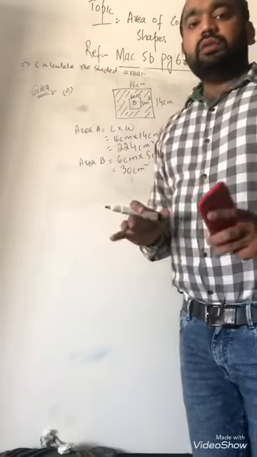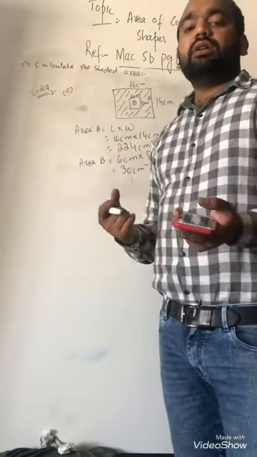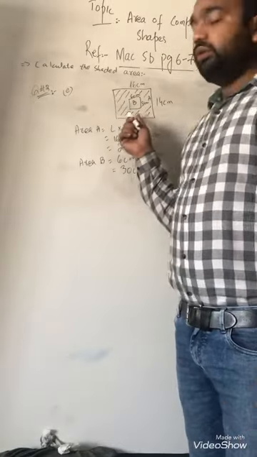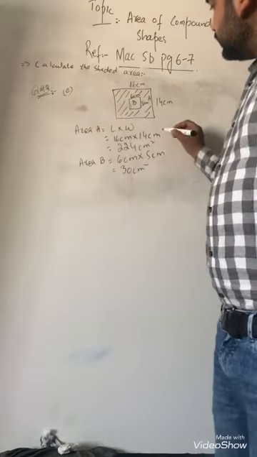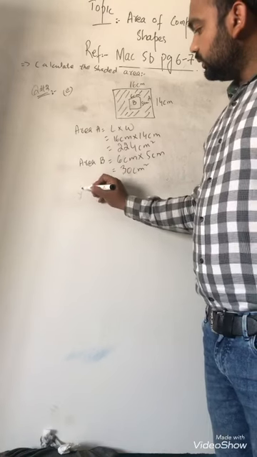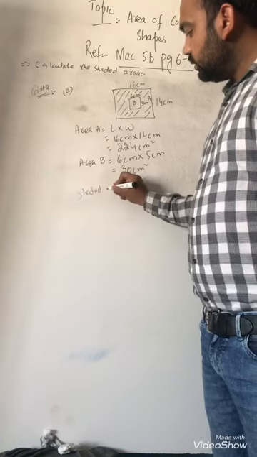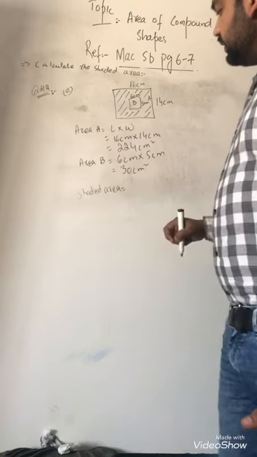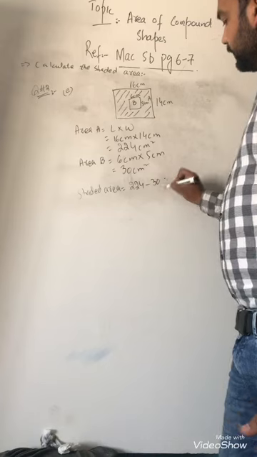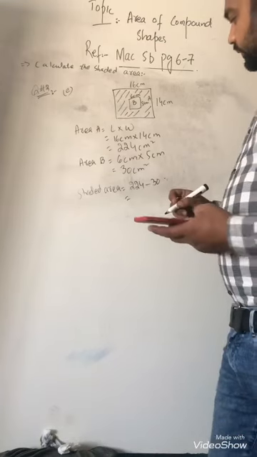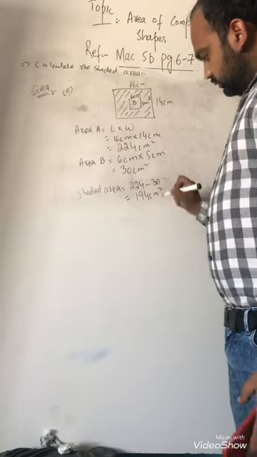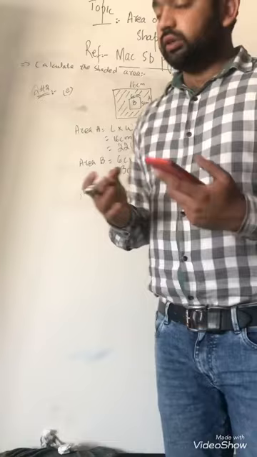Now, as I told you before, in the previous questions we were adding both areas. Now, in this sort of question, we'll have to subtract both of them. So I'll subtract the smaller area from the bigger area. Shaded area is equal to 224 minus 30. If I subtract, the answer will be 194 centimeter square, right?